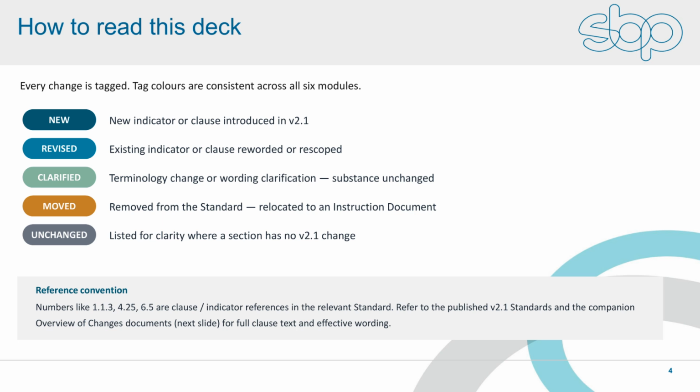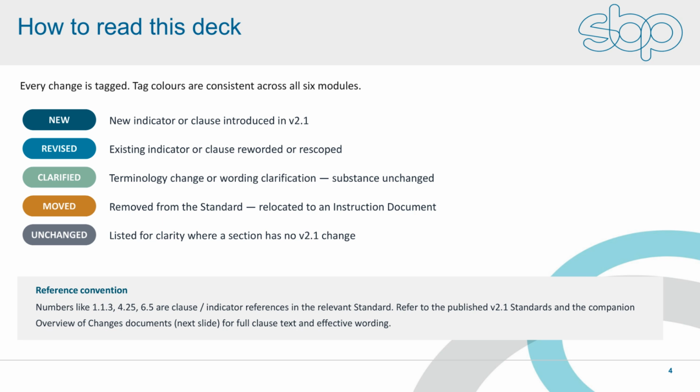Before we dive in, a quick word on how to read this deck. Every change throughout this briefing is tagged, and the tag colors are consistent across all 6 modules. Dark teal means new, a brand new indicator or clause introduced in 2.1. Mid teal means revised, an existing indicator that's been reworded or rescoped. Sage green means clarified, a terminology or wording change where the substance is unchanged.